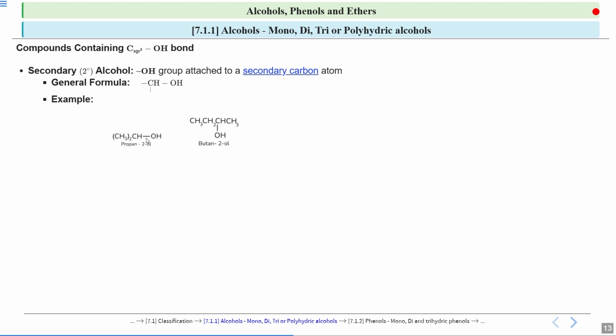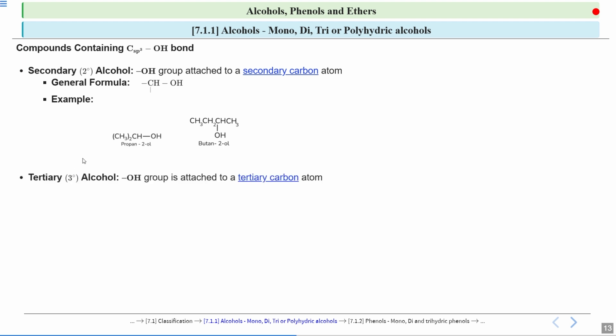Examples are propan-2-ol and butan-2-ol. In propan-2-ol, you can see this is a secondary alcohol. The hydroxyl group is attached to this carbon, and this carbon is attached to two other methyl group carbons. So this is a secondary alcohol. Similarly butan-2-ol, where this hydroxyl group is attached to this carbon, and this carbon is bonded to two other carbons. So this is also a secondary alcohol.